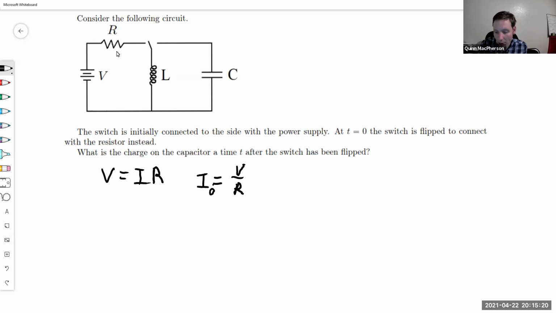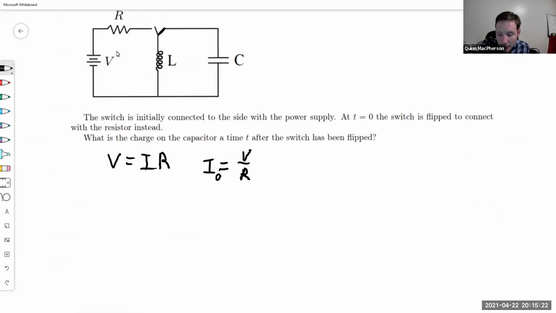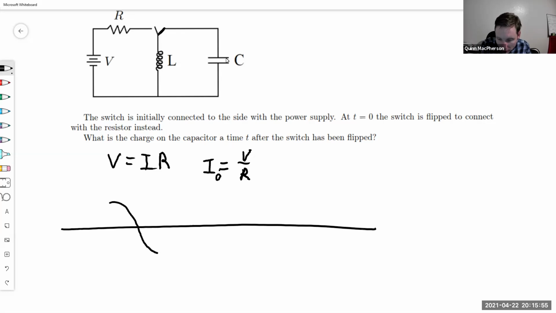Okay, how will it change over time? Once we flip it to this side, the current is going to start flowing around this circuit, and we want to know the charge on the capacitor as a function of time. This is an LC circuit, as discussed in class. LC circuits are kind of like a mass and a spring. They oscillate back and forth. They give you a sine or a cosine. So if we were to plot the current as a function of time, it would oscillate like so.